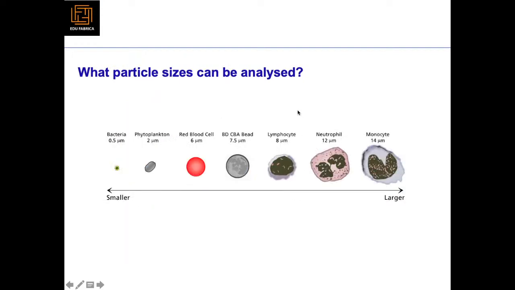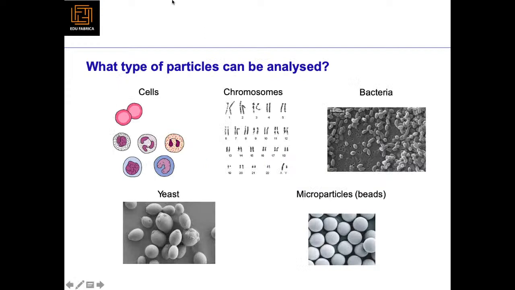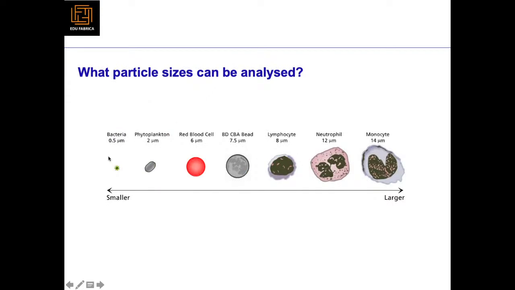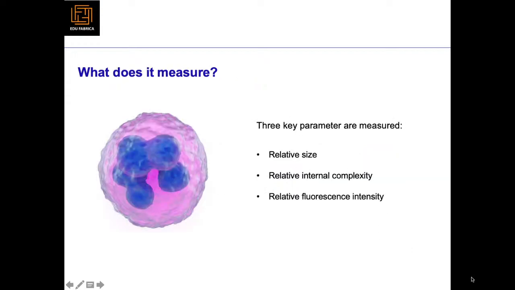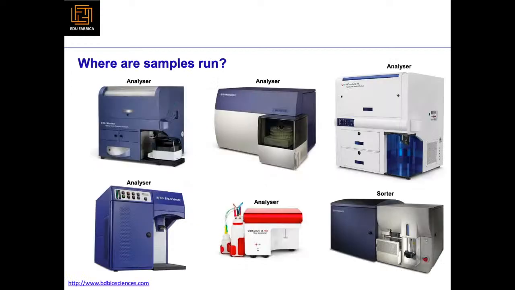So what particle sizes can be analyzed? This was about what sort of particles and what kind of sizes could be analyzed. Sizes could be analyzed from 0.5 micrometer bacteria to the 14 micrometer of your monocytes. So varied sizes. Three key parameters are measured: relative size, relative internal complexity, and relative fluorescence intensity. So all these things matter in this.